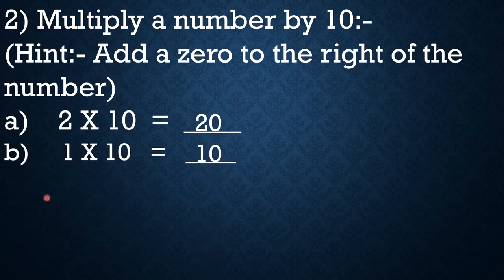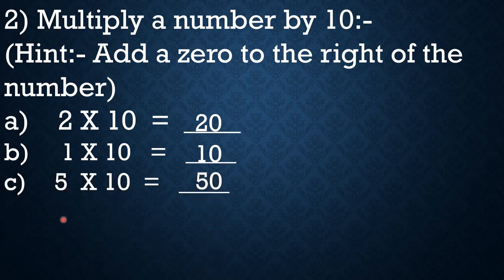Now in C part, 5 multiplied by 10 is equal to dash. So here 5 is the number, and we have to multiply it by 10. So we will add 0 to the right of the 5. So the number becomes 50.